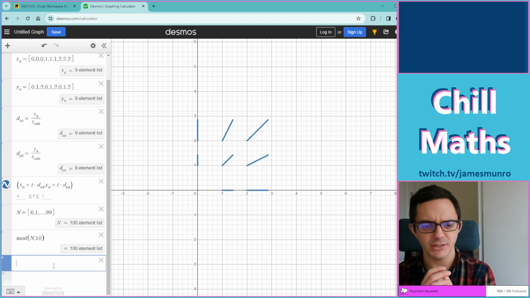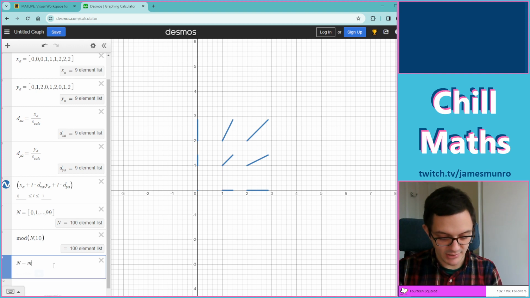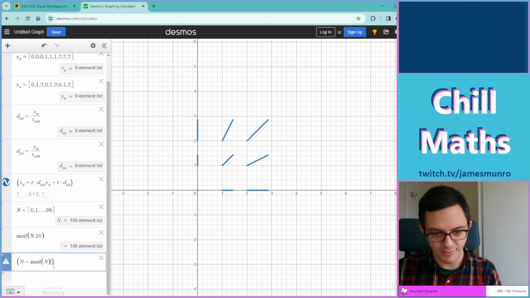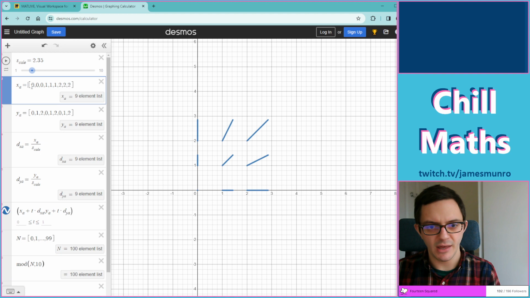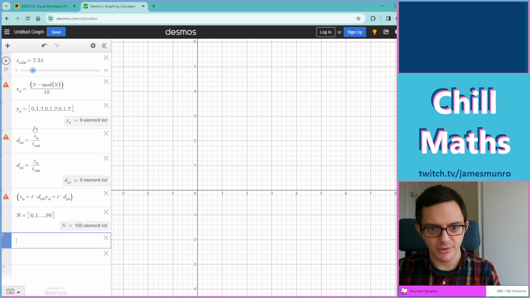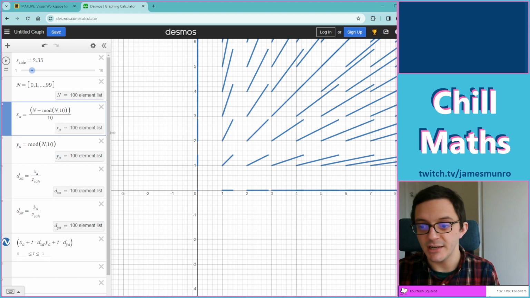Not quite sure what I'm going to do for X. Oh yeah, it's going to be something like n minus mod n, divided by 10, all over 10. So let's put that up here. And let's put that up there. Put that up there. It's really cross with me. Why is it cross with me? Function mod requires 2 arguments because I have to put the comma 10 in. Oh, hey, there we go.